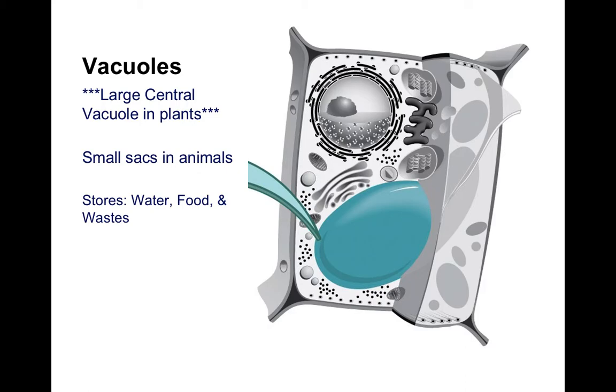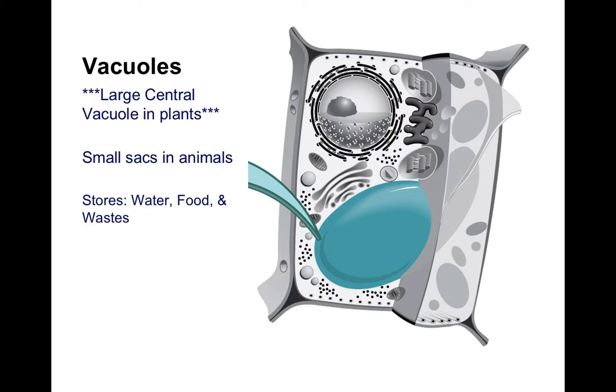So vacuoles. The reason why I put these asterisks up here on this top one, about the large central vacuole being in plants, is that's where the focus will be. I will not actually ask you about the small sac vacuoles in animal cells, but it is good to already know that they do exist. I don't want you to go on to more difficult levels of biology in the science world and think that animal cells don't have any type of vacuole sacs to contain water, food, and waste. They do. But at this level, as far as knowing the defining characteristics, the large central vacuole is found in plants.